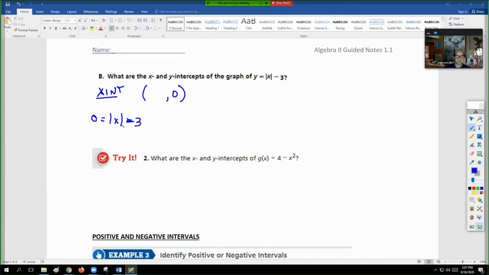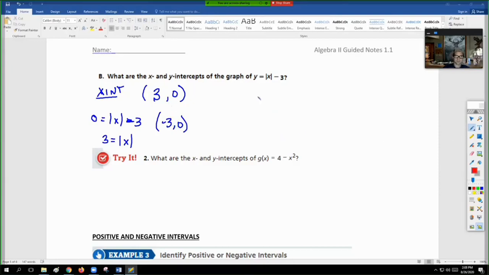Okay, so if we want to solve this, let's get the absolute value over. So when does 3 equal the absolute value of x? What number, when we put it in the absolute value sign, equals 3? Well, definitely 3 does. And that's not the only one, though. -3 works as well. So we would actually have two x-intercepts, -3 and +3. Maybe we'll double check this one on Desmos when we're done here.